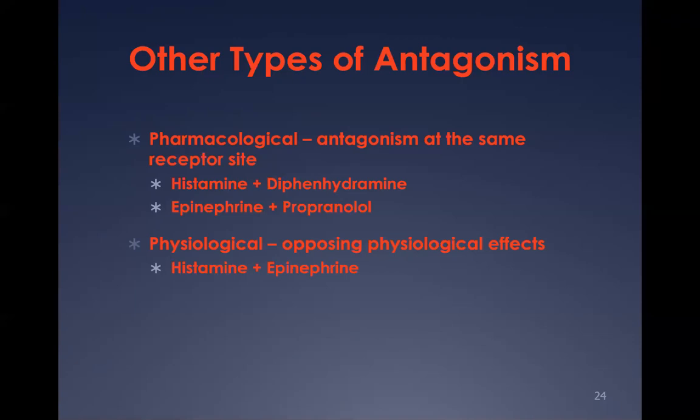So with physiological antagonism, note two things. Number one, we are acting at two different sites. And number two, we're actually using two agonists. So we're using two different physiological mechanisms. We're opposing one effect by using a different physiological mechanism. Histamine is stimulating histamine receptors. Epinephrine is stimulating beta 2 receptors.